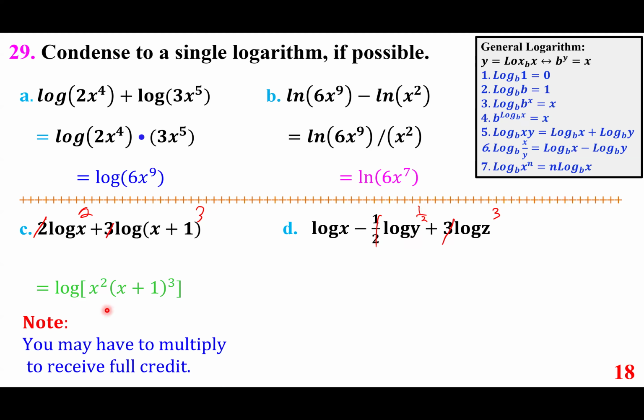By the way, you may have to multiply to receive full credit as far as the exam sometimes. As far as I'm concerned, you're fine. So one more time, log x. This one is log of z cubed, and this one is log of square root of y, negative. So these two would be log of x z cubed. This one, because of the negative, goes down. So the bottom line is log parentheses x z cubed.